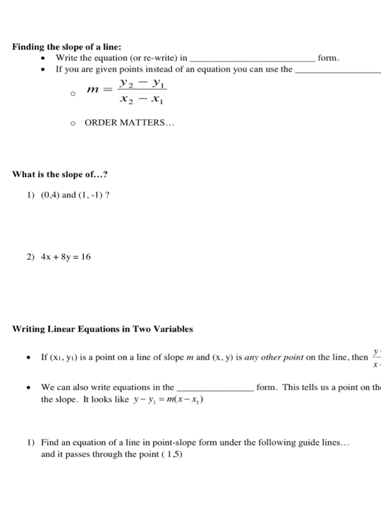Finding the slope of a line. When you write the equation or rewrite it in slope-intercept form, you can find the slope of the line that way. Or if you're given points instead of an equation, you can use the slope formula.